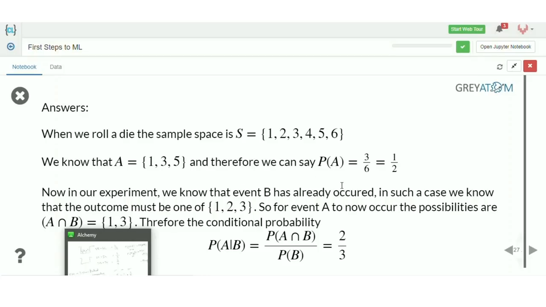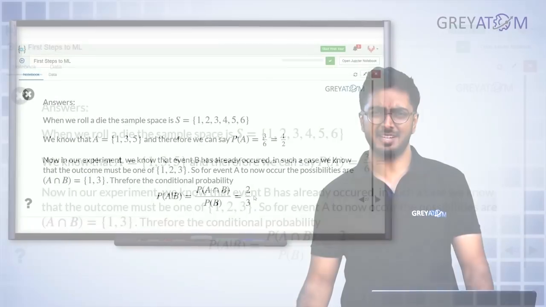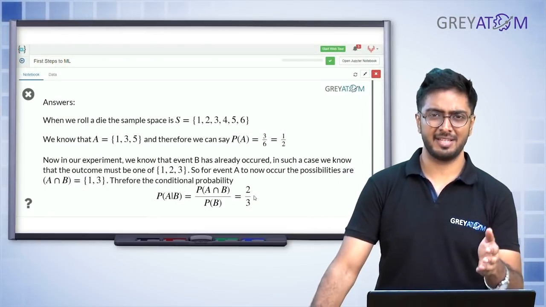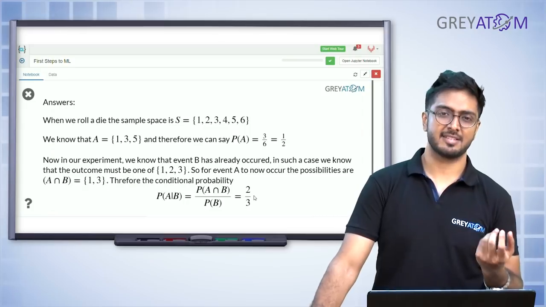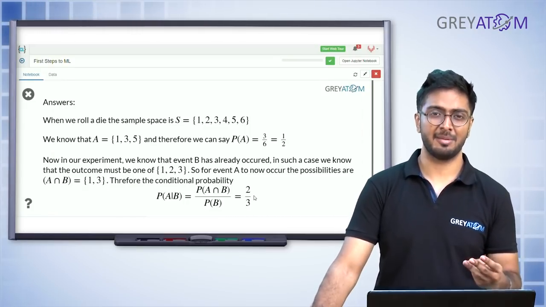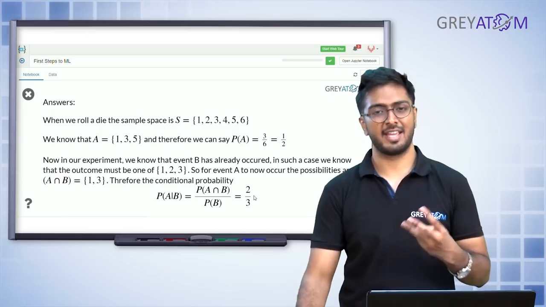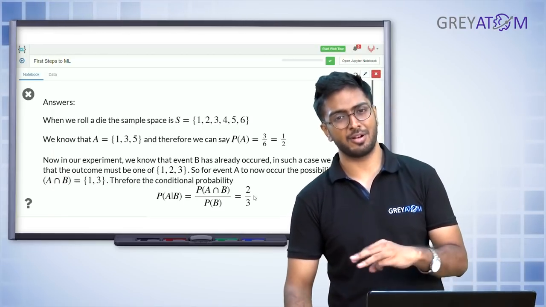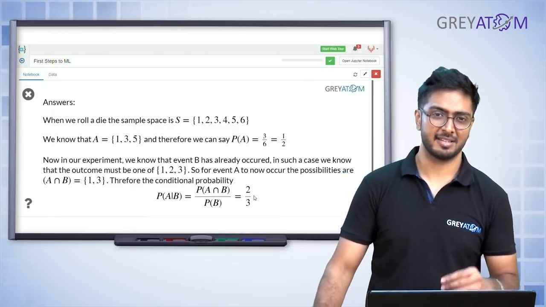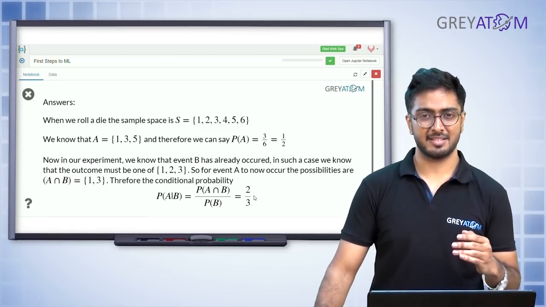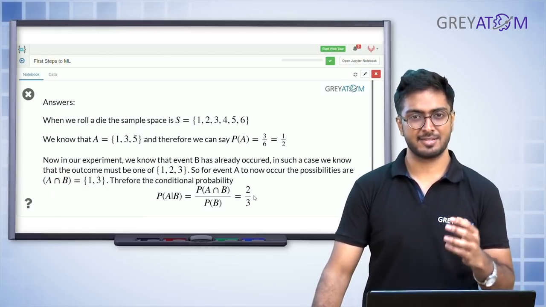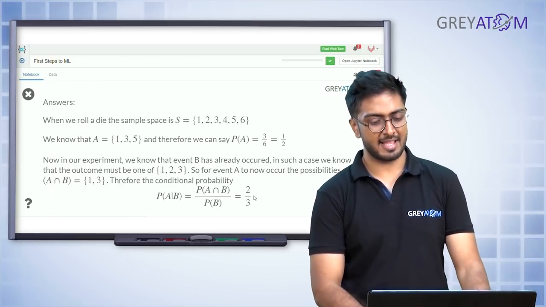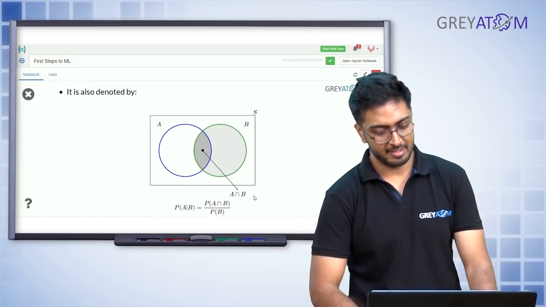The probability of A intersection B is two possible outcomes, and the probability of B is three possible outcomes. So 2 out of 3 is our probability of A given B. That is fairly simple. If I tell you that B has happened, and B consists of three possible outcomes, 1, 2, 3, what is the probability of A, that the outcome is an odd number? Out of 1, 2, 3, the outcomes 1 and 3 are favorable. So the probability of A given B is 2/3. That's the concept of conditional probability.